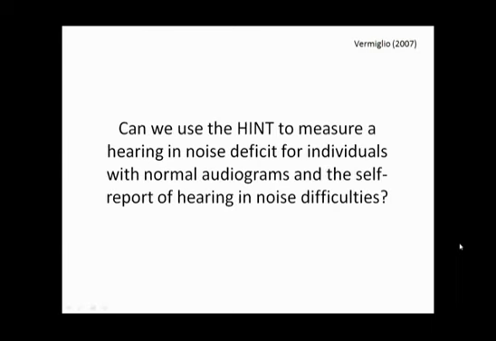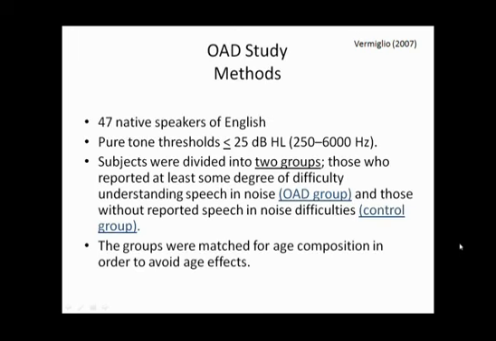Here's a question for you. Can we use the HINT to measure a hearing in noise deficit for individuals with normal audiograms and the self-report of hearing in noise difficulties? We took a look at 47 native speakers of English. All of them had pure tone thresholds equal to or better than 25 dB HL from 250 through 6,000 Hertz. So all of the subjects had normal audiograms.